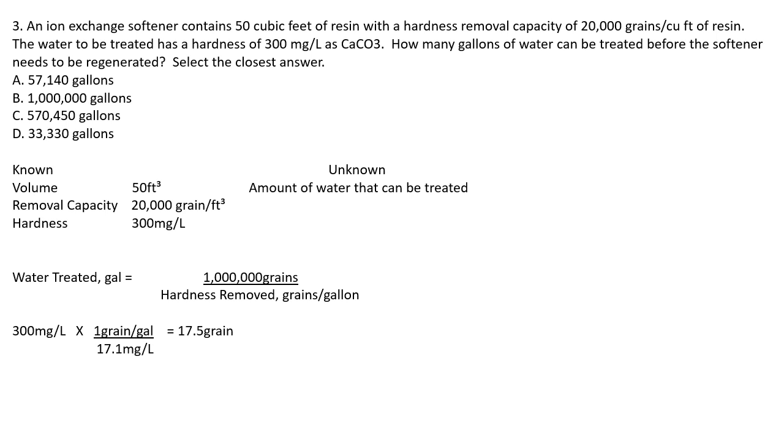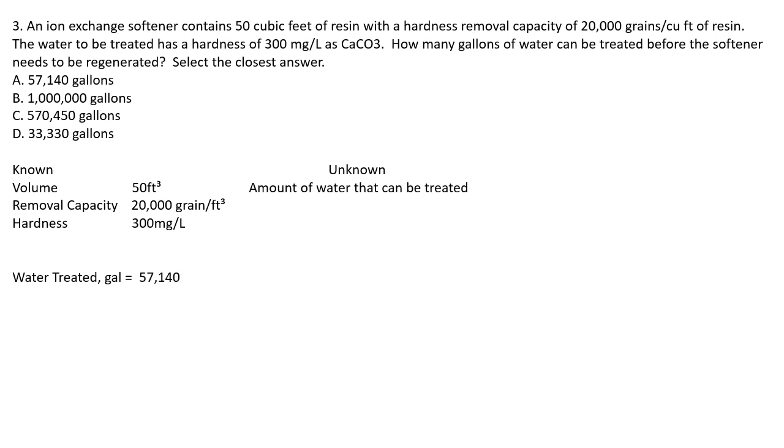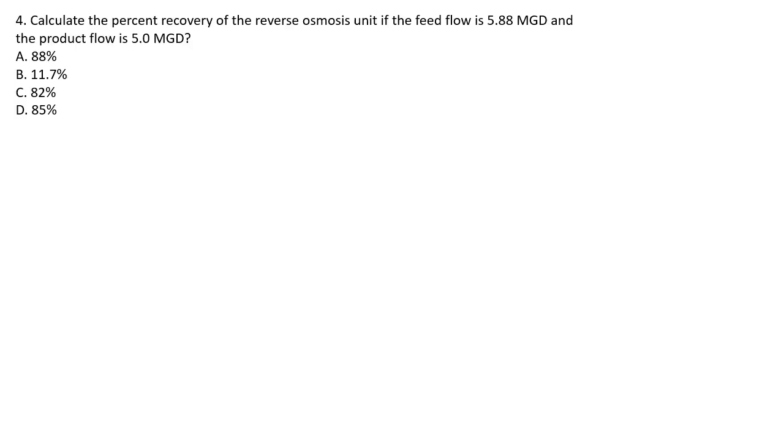So now we can plug that into our formula. So you have 1 million grains divided by 17.5 grains per gallon. The grains are going to cancel out, and that leaves you with an answer of 57,140 gallons.